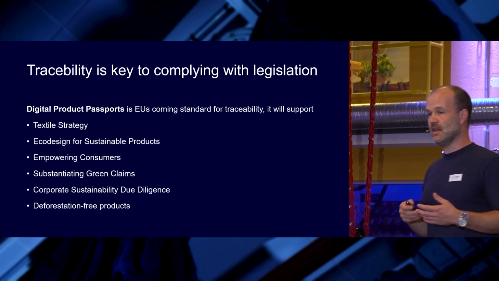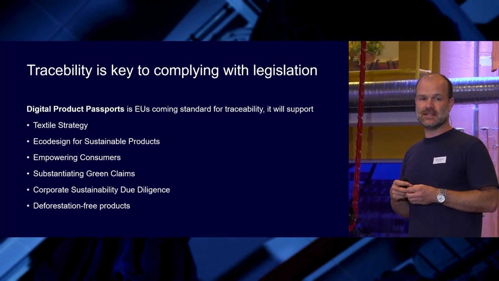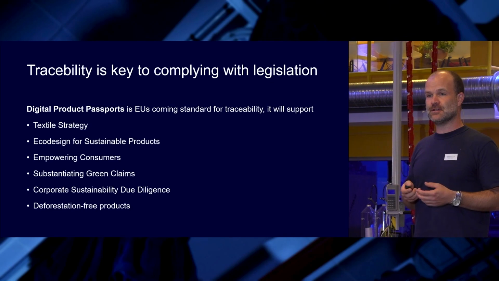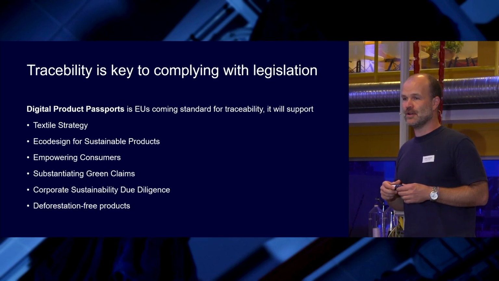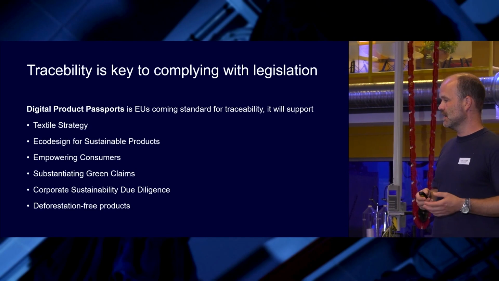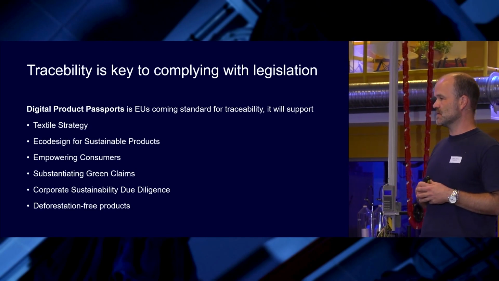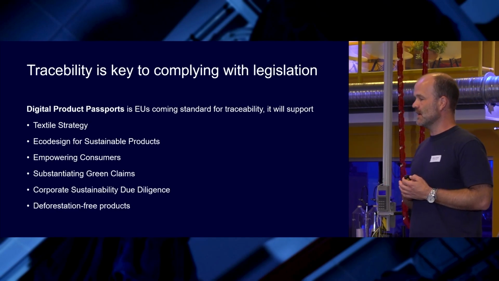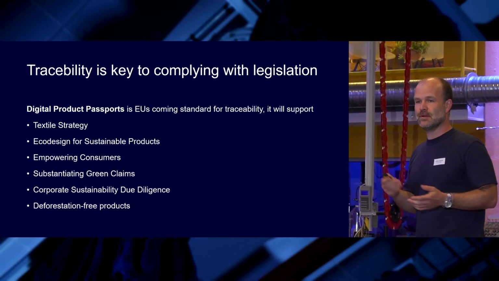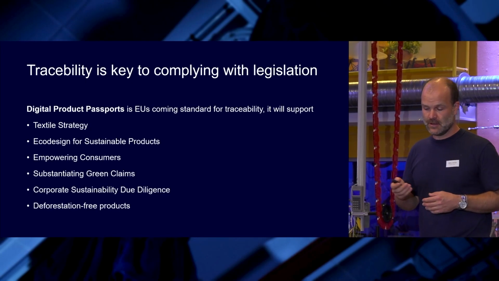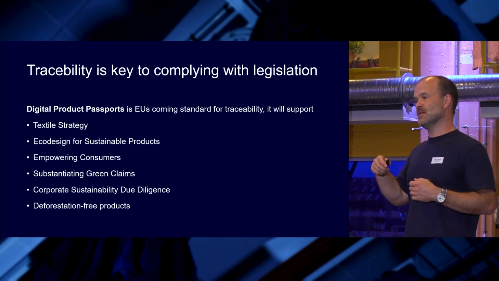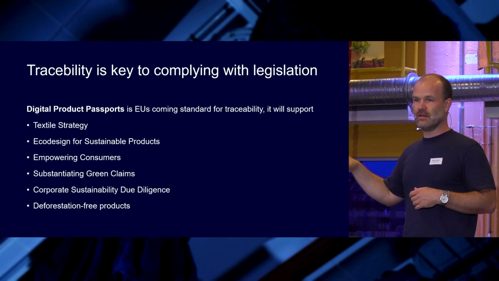Traceability is key to comply with upcoming legislation and policies. These are a few examples, where probably the digital product passport is on top of everybody's mind right now. But there are others. There is the EU textile strategy. There is the ecodesign for sustainable products. You have the empowering consumers and substantiating green claims initiative. The corporate sustainability due diligence that also requires a lot of traceability. And for example, deforestation-free products. And there are many, many more. I think there are at least 16 different laws cooking right now that will come in the next couple of years. And then there's an additional 15, 16 that will come until 2030.